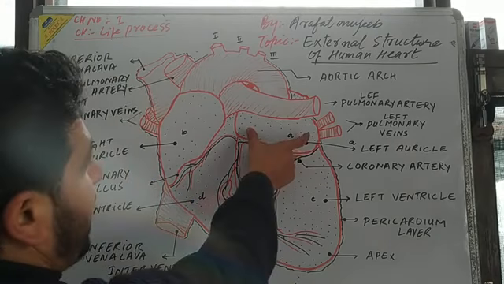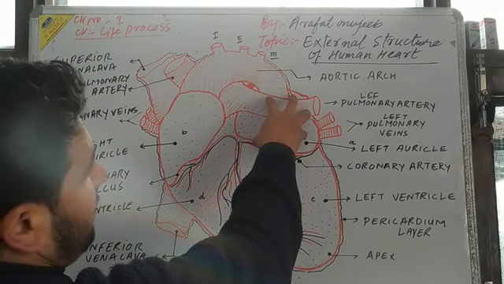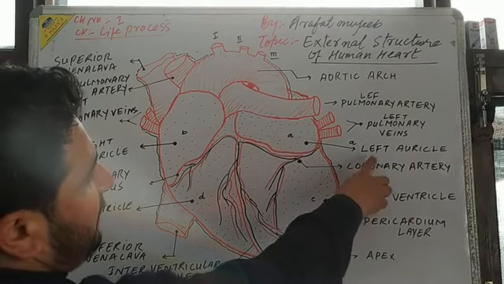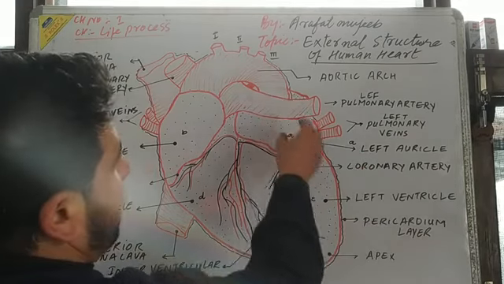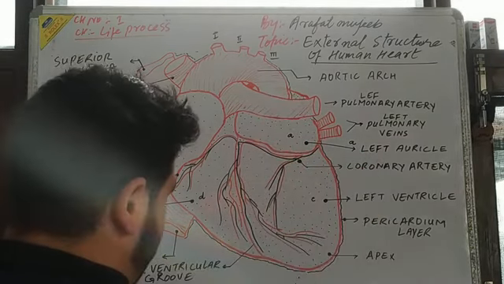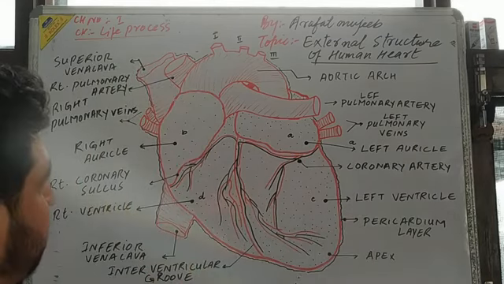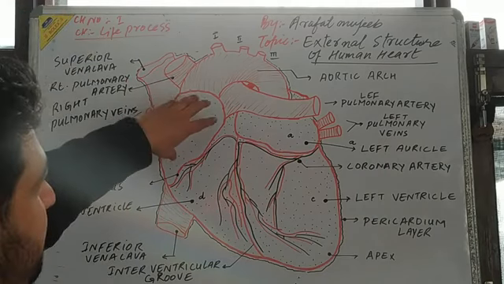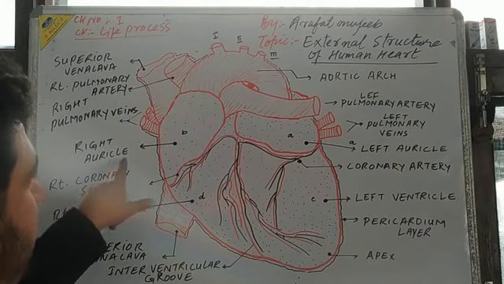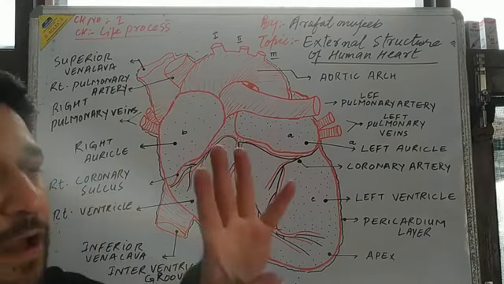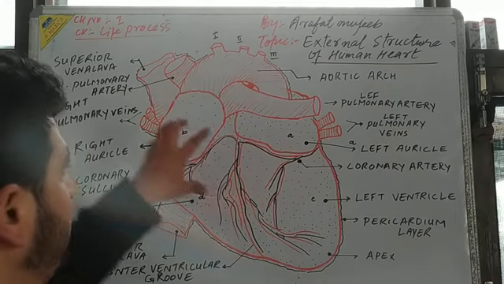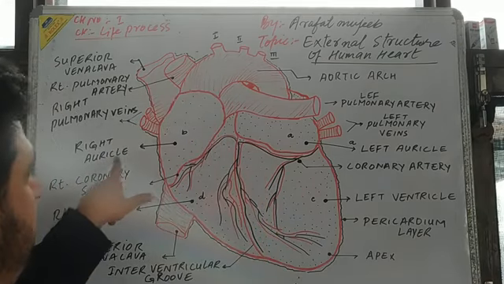This A part here is known as the left auricle. And this B part that you see here is the right auricle. The human heart is a four chambered heart. This B is the right auricle.